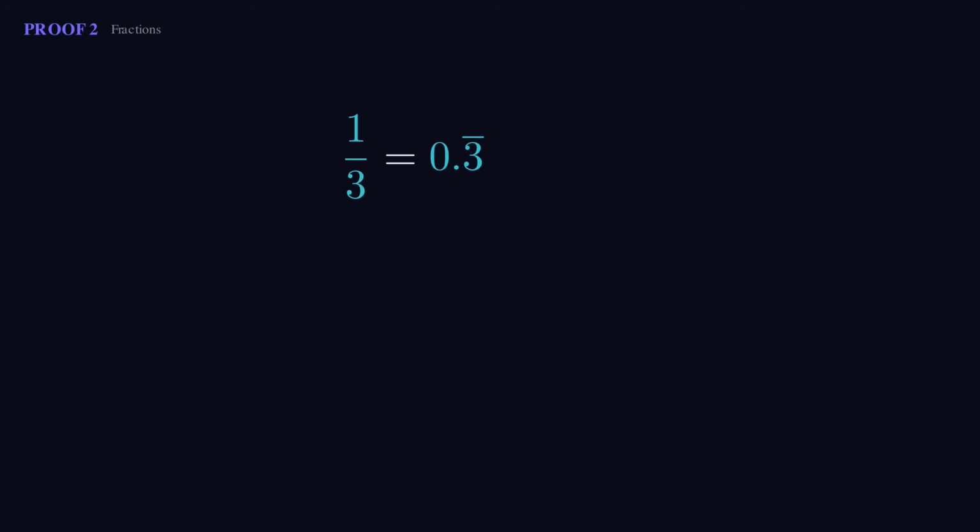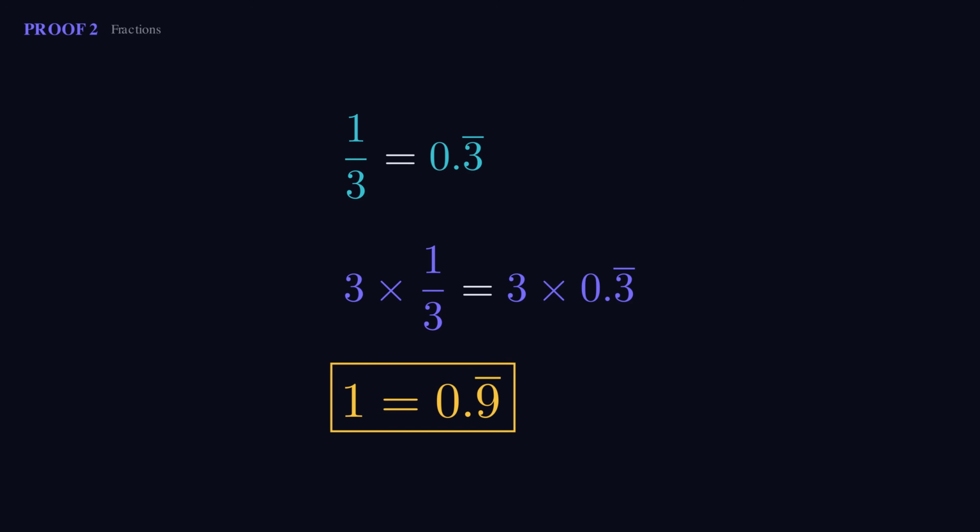Proof 2 is perhaps the most immediately convincing if you're a visual thinker. 1/3. In decimal, that's 0.3 repeating infinitely. Most people are totally comfortable with this. Now multiply both sides by 3. On the left, 3 times 1/3 is 1. That's just arithmetic. On the right, 3 times 0.3 repeating is 0.9 repeating. So 1 equals 0.9 repeating. That's it. Barely 5 seconds of math. The only assumption is one you already believe, that 1/3 can be written as 0.3 repeating.